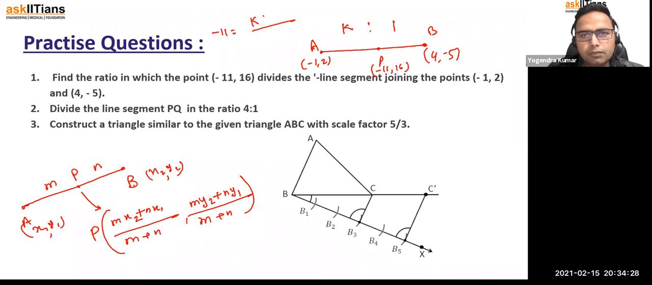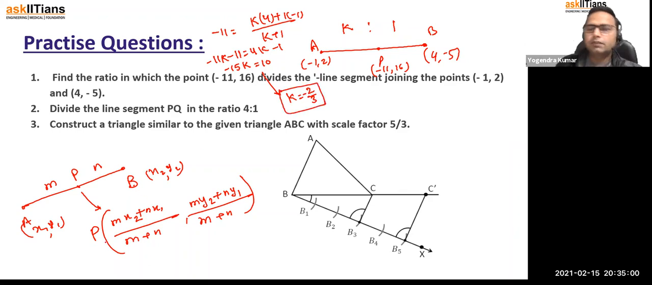So k times 4 plus 1 times -1, divided by k plus 1. Now here -11k minus 11 is equal to 4k minus 1. So what are we getting here? Now -15k equals 10, so k comes out as 2 divided by 3, but it is negative.